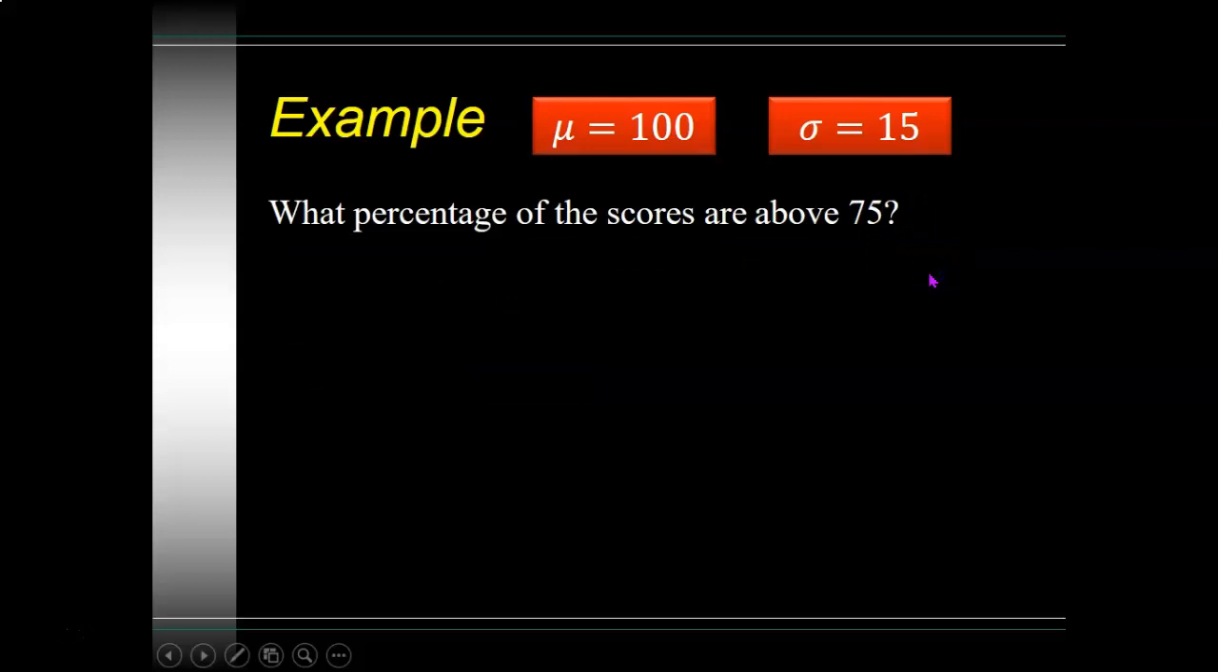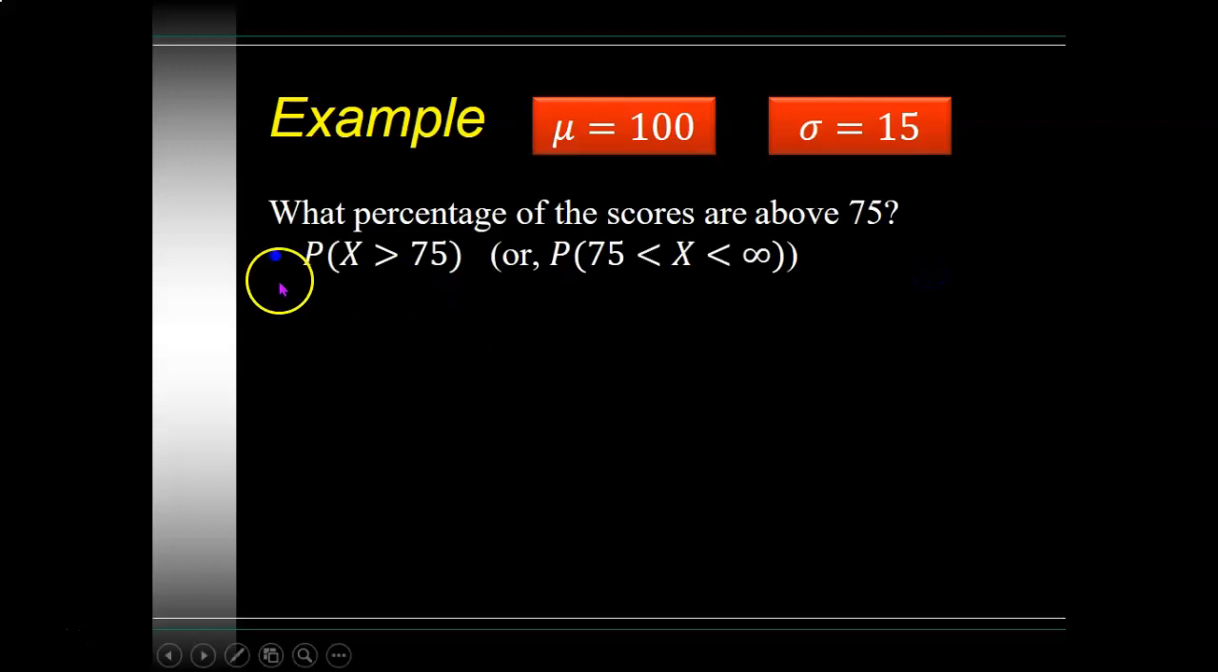And what percentage of the scores are above 75? Now we want the probability of X being greater than 75, or the percentage of X's that are greater than 75, that is between 75 and infinity. Converting 75 to a z-score gives you negative 1.67.